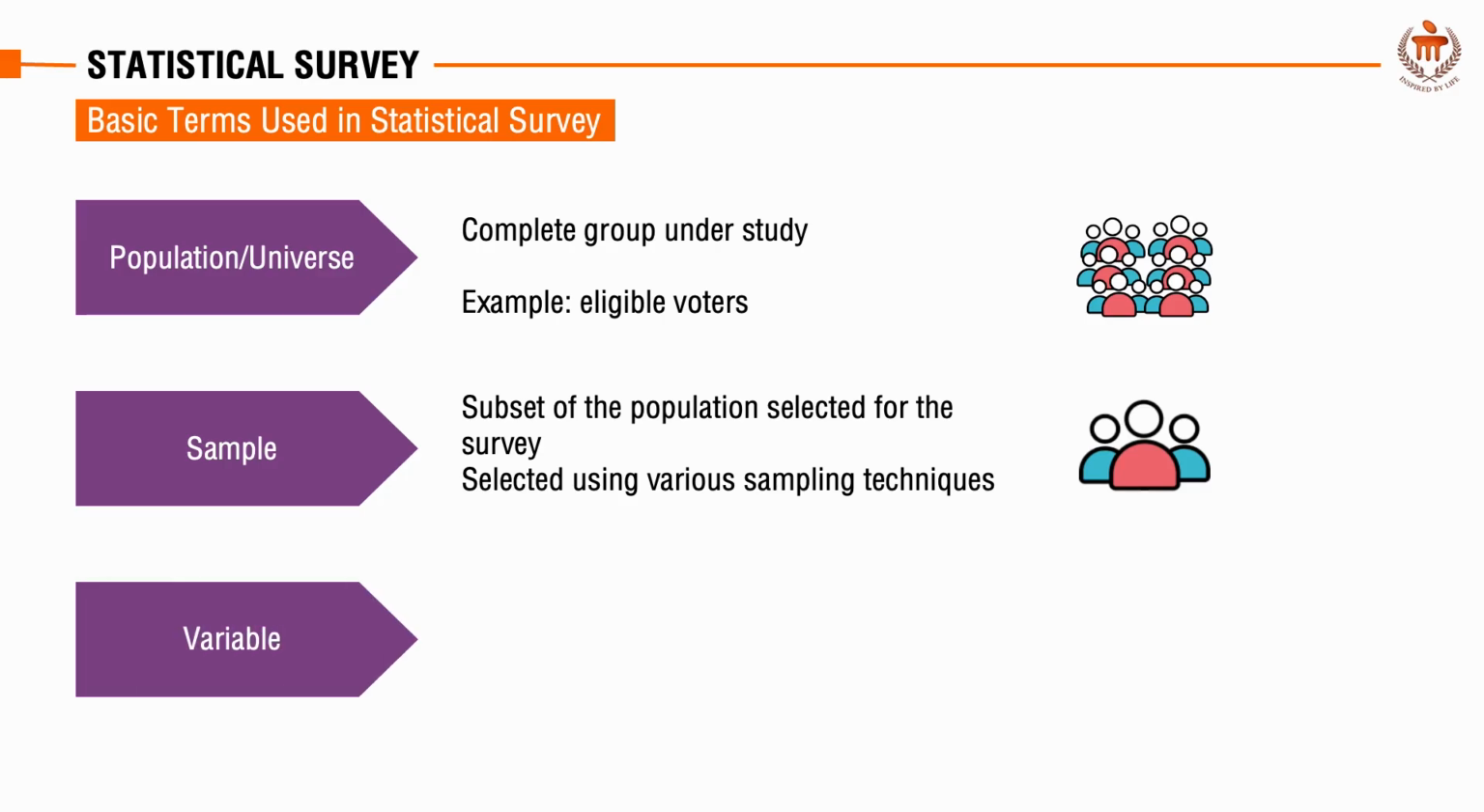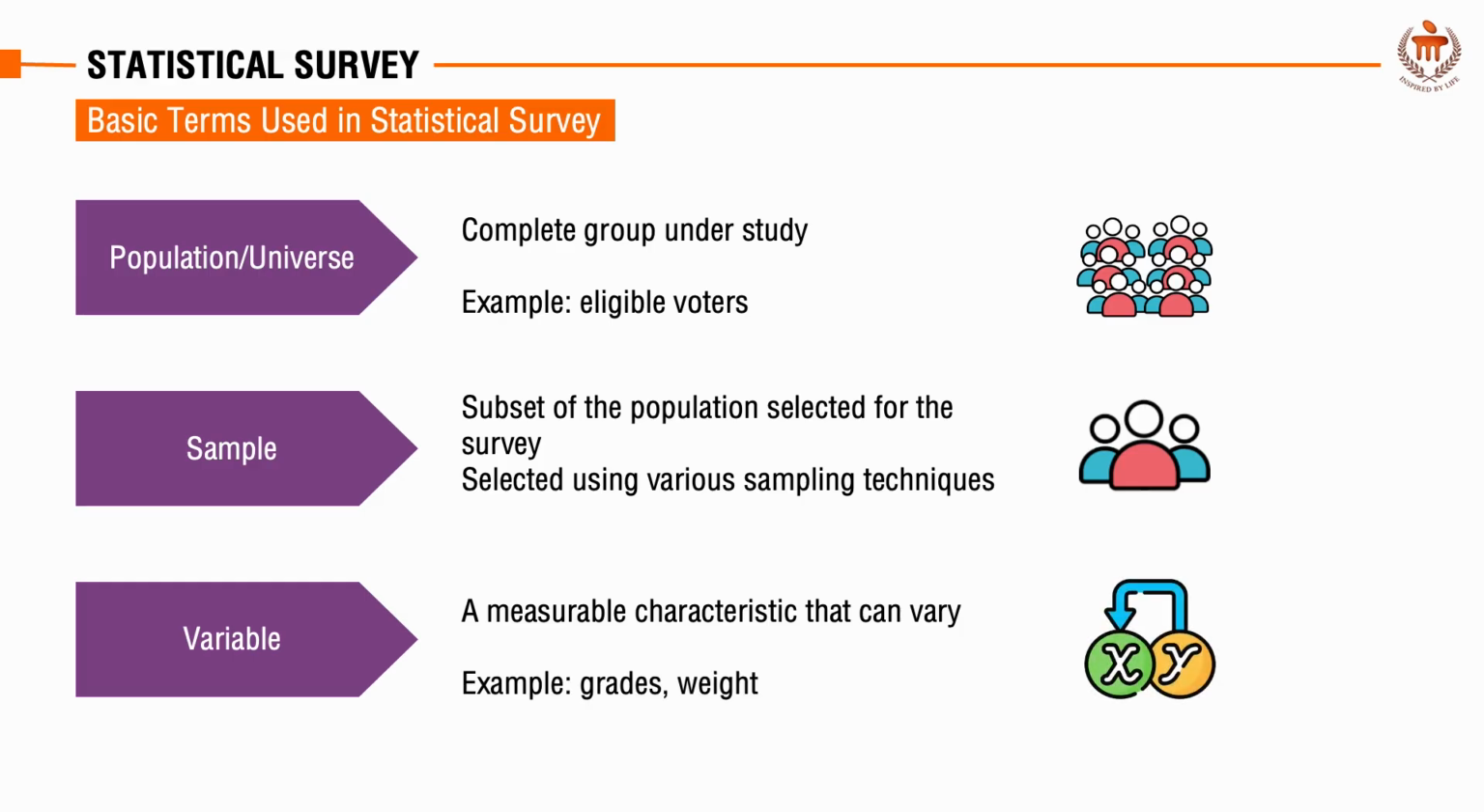A variable is a measurable characteristic or attribute that can vary among individuals or units within the population or sample. It represents something that can take on different values. For example, in an educational survey, grades would be a variable since they vary from student to student. Similarly, weight is another variable as different individuals will have different weight values.